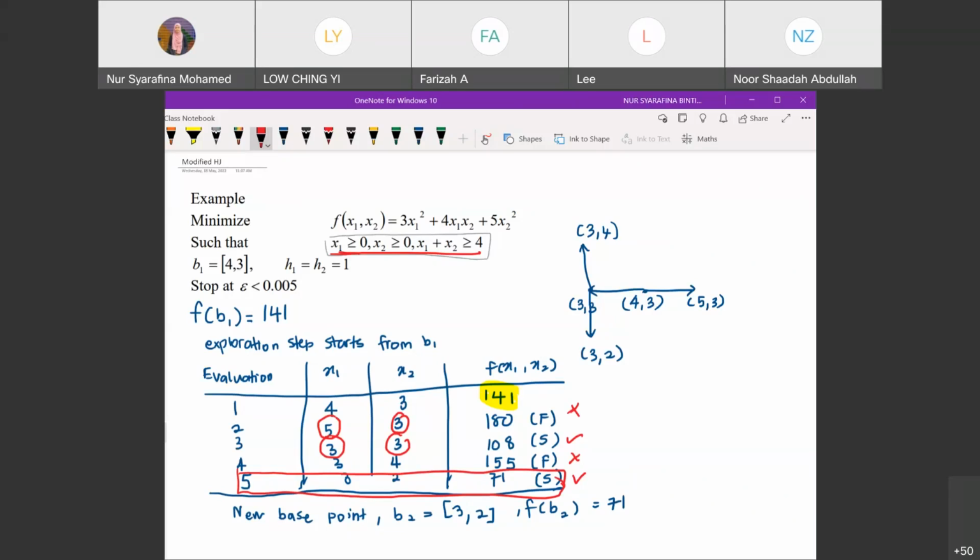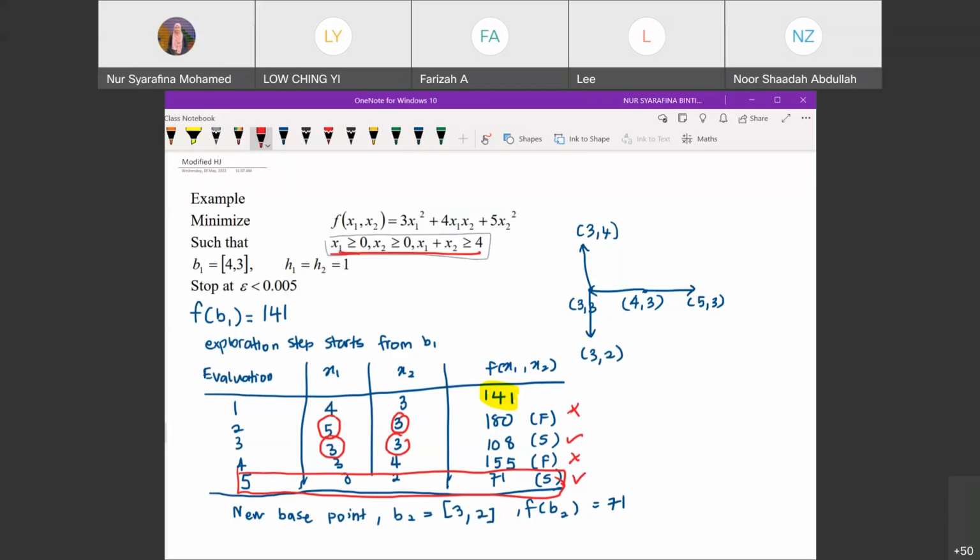Okay, you have to check one by one the point, the objective function, the function value, and the constraint for each constraint. So it must fulfill all constraints, and we have to make sure that it minimizes the objective function. Okay, so if we start with 141, make sure that it is less than 141, while fulfilling all the constraints.